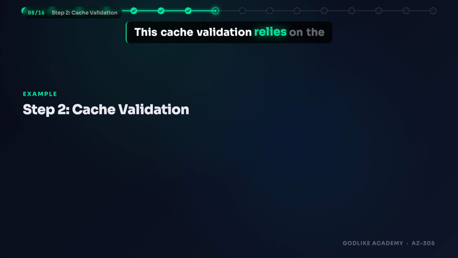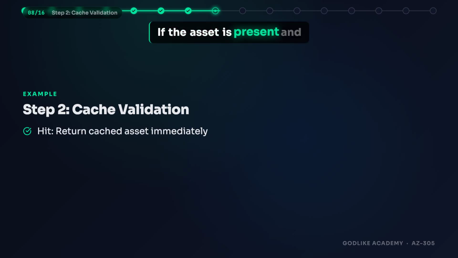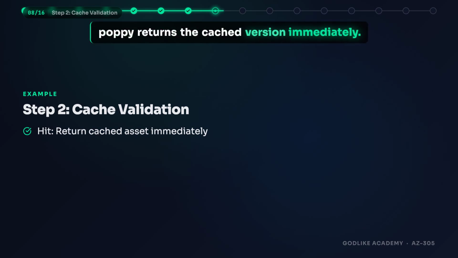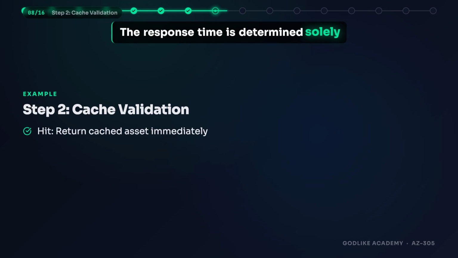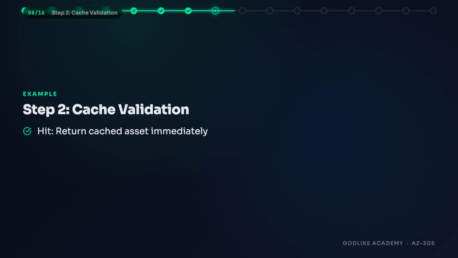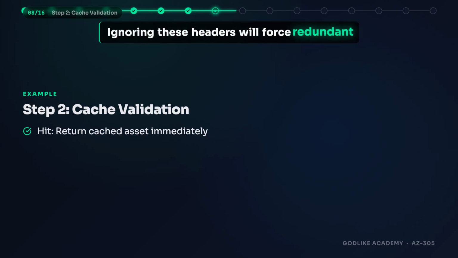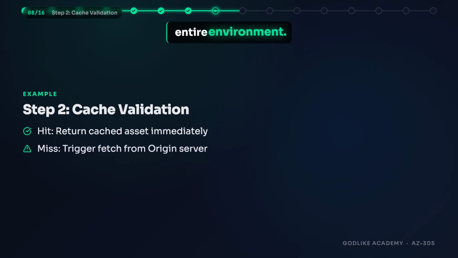This cache validation relies on the HTTP headers we discussed earlier. If the asset is present and the TTL has not expired, the POP returns the cached version immediately. This is a cache hit. The response time is determined solely by network propagation to the edge, which is typically milliseconds. No backend processing occurs here, preserving your origin resources. Ignoring these headers will force redundant validation checks that waste CPU cycles and increase operational costs across your entire environment.